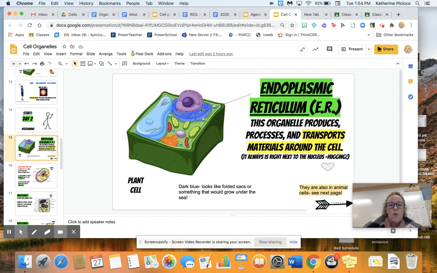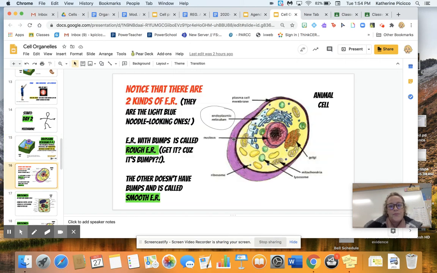Okay, and it always looks like this and is hugging around the nucleus, okay? So this is a plant cell. The ER is also in the animal cell. So here's our squishy animal cell. Here's our nucleus, right? In this one, it kind of looks like spaghetti in a bowl, but that's the nucleus. And then hugging it really close are all those things that kind of look like squished noodles. That's the ER, the endoplasmic reticulum. And that's in an animal cell too. So it's actually in both.